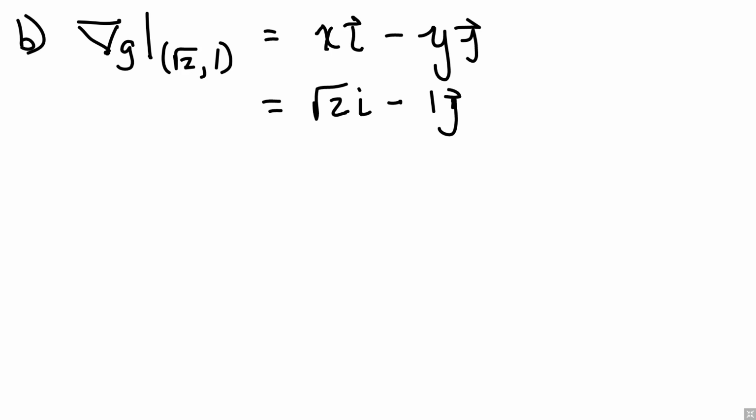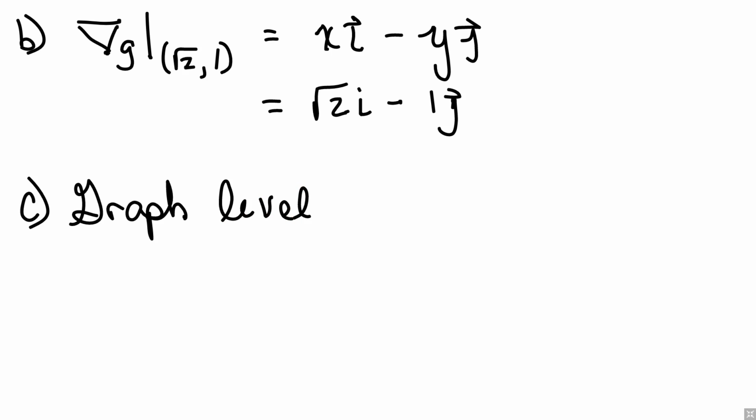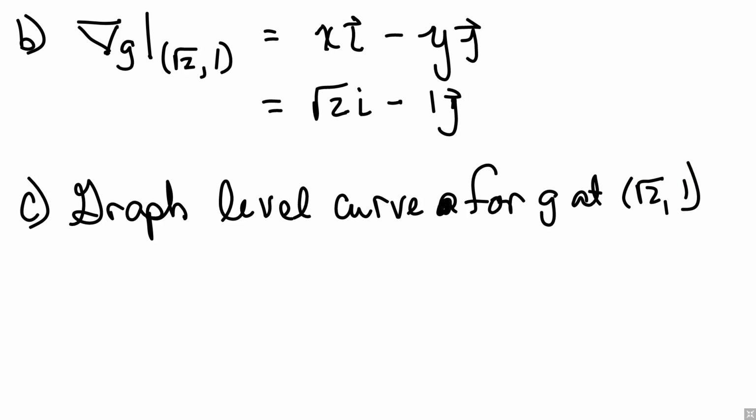Okay. All right, and then for part C, it wants us to graph the level curve for g at the point square root of 2, 1. So it wants us to graph the level curve for g at the point square root of 2, 1. Okay, so if we take a look at that.